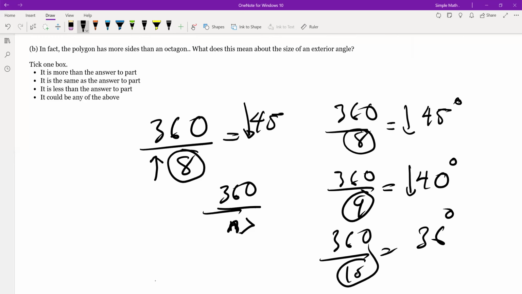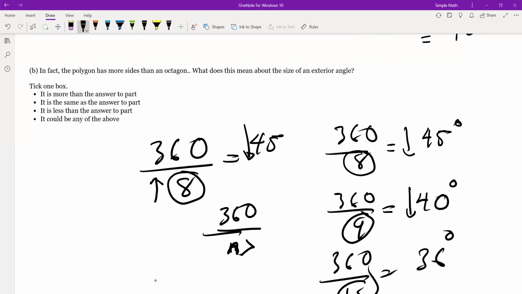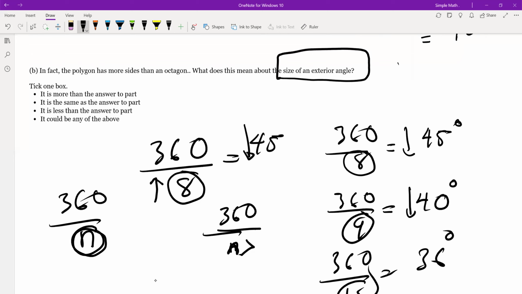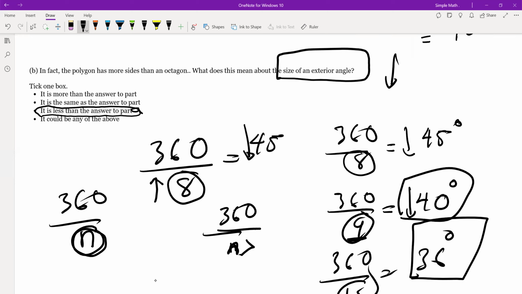All right. So as long as you know the formula, because you know that this is 360 over n, you know that as this n increases, the size of the exterior angle will decrease. So what this means is that it is less than the answer to part A, the first part. If the actual polygon had 9 sides, the answer would be 40. If the actual polygon had 10 sides, the answer would be 36. So it's less than the answer to part A.